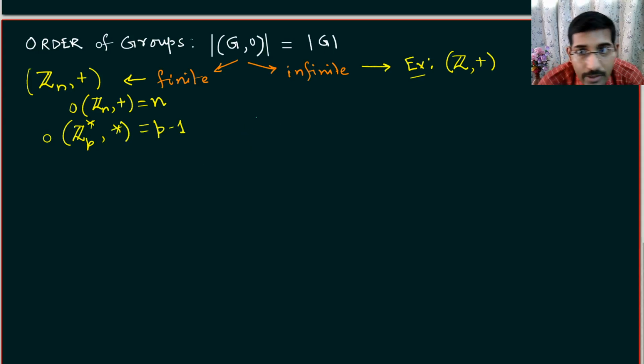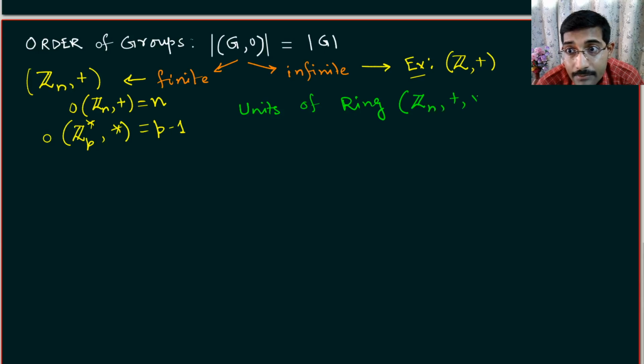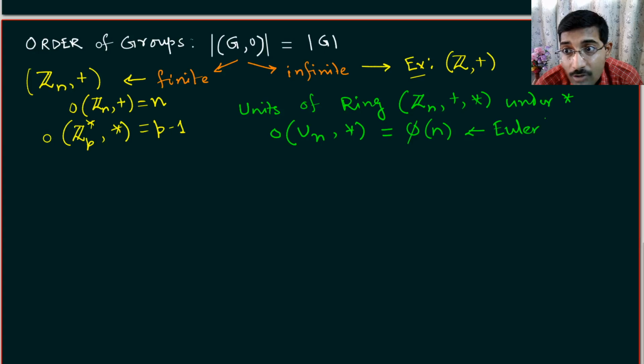So what would be the order of the group that we defined as the units of Zn? For the units of the ring Zn under star, the group order for the units of n under star is equal to phi of n, where we have studied that it is the Euler phi function.